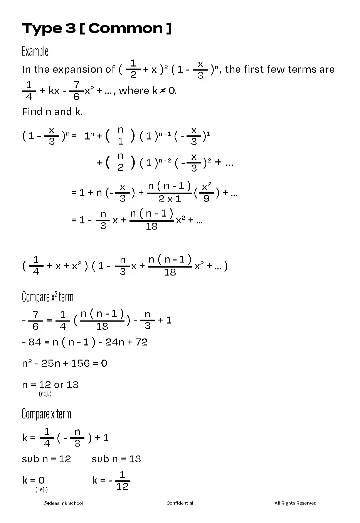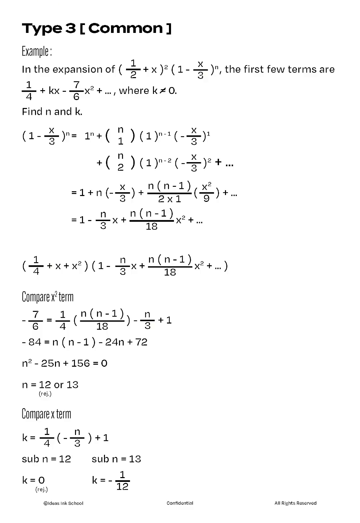The question says that I have a bracket of half plus x squared multiplied by a type 3 binomial expansion, 1 minus x over 3 to the power of n. And then after the teacher has expanded all of this for you, she gave you some clues. She said that upon expanding, we are going to get some terms like 1/4 plus kx minus 7 over 6 x squared. So somehow this is supposed to be a clue to help us find n and k.